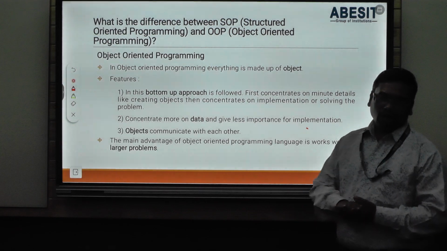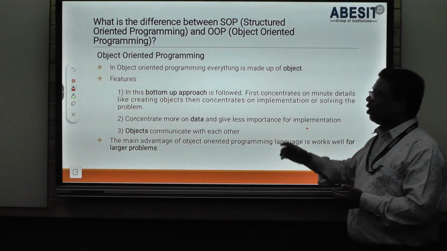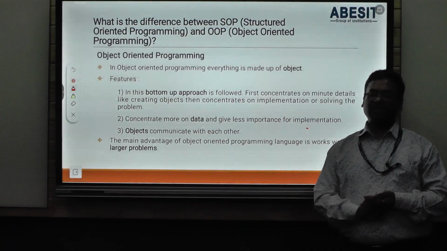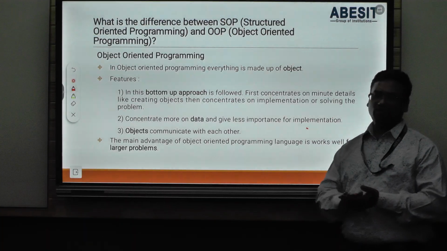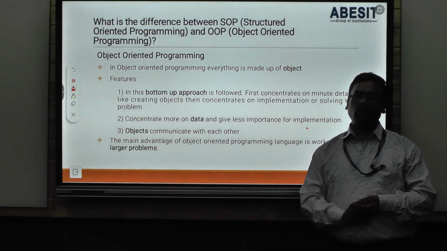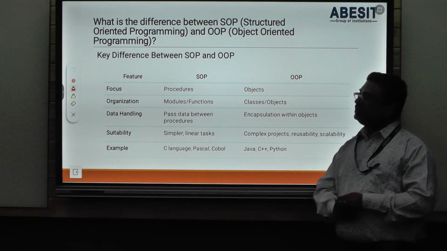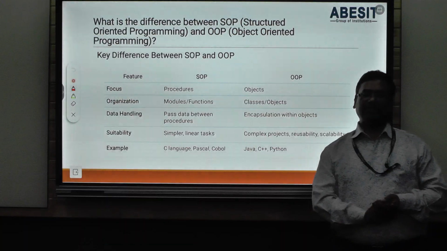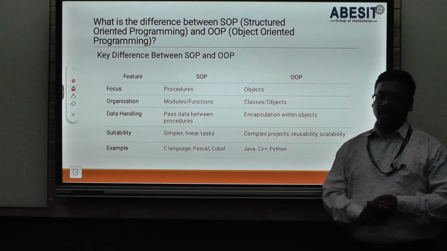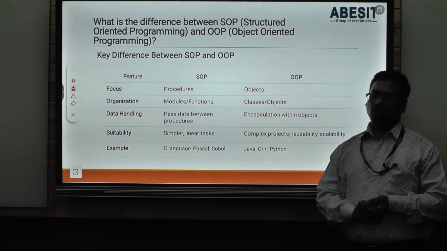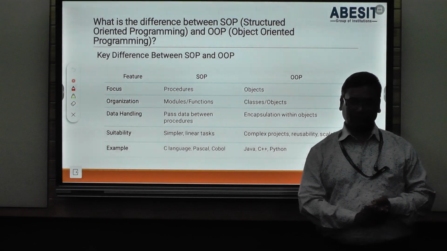Now, OOP mainly focuses on data. In OOP, objects communicate with each other to make work easy. OOP works well for larger and complex problems. Now, these are the key differences between SOP and OOP. You have to focus on these keys for answering this question.